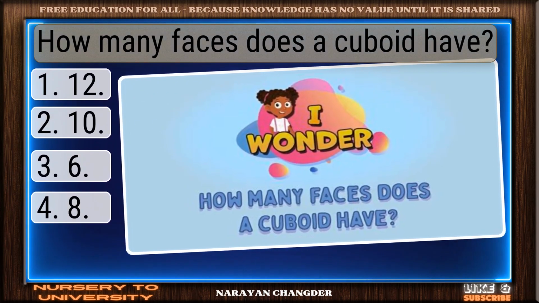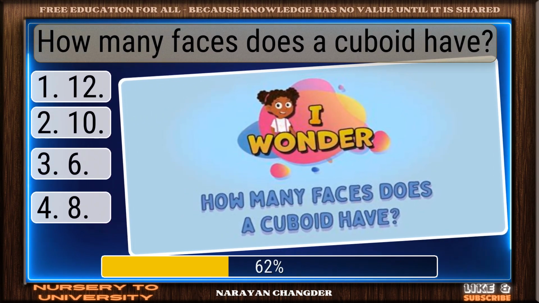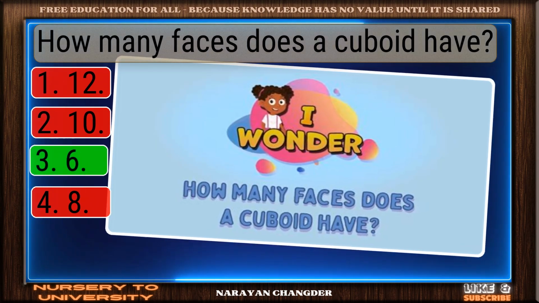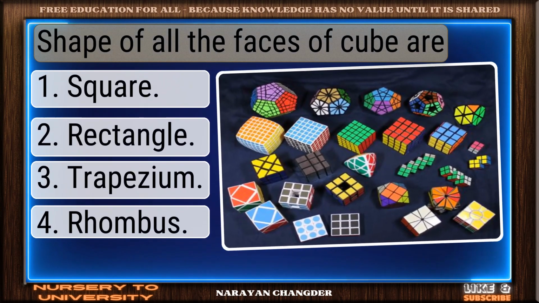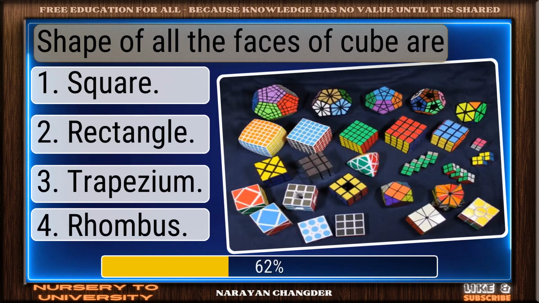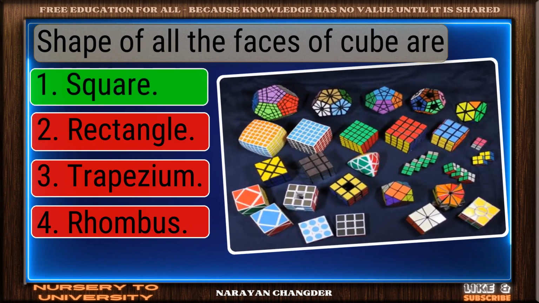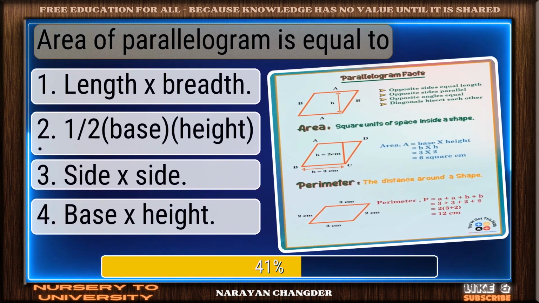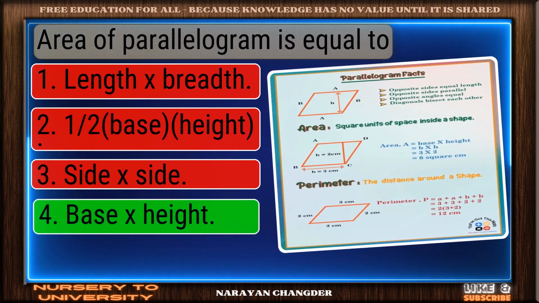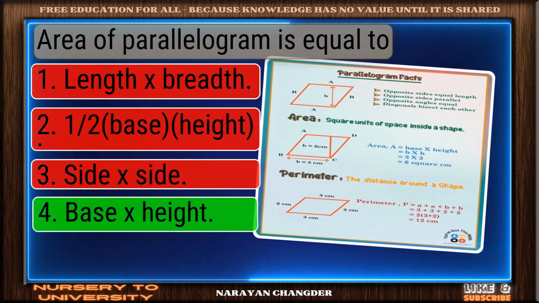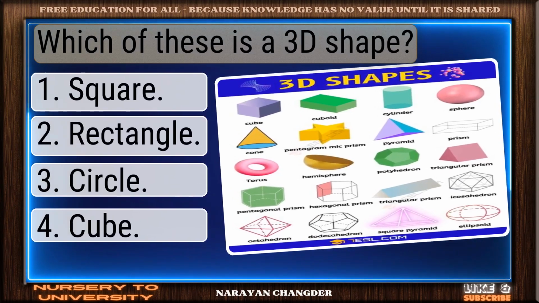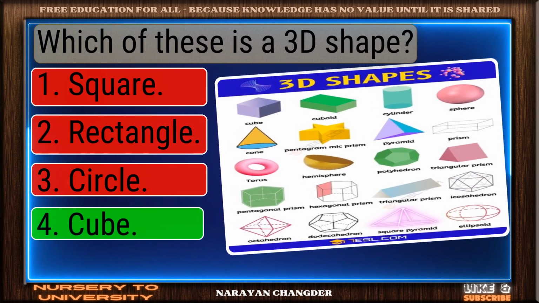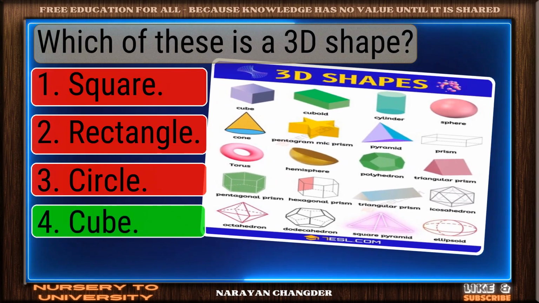How many faces does a cuboid have? Well reasoned. 6 is the correct choice. Shape of all the faces of a cube are? Right choice. Square is the best answer. Area of a parallelogram is equal to? Right again. Base x height is a valid answer. Which of these is a 3D shape? You're right. Cube is the correct answer.